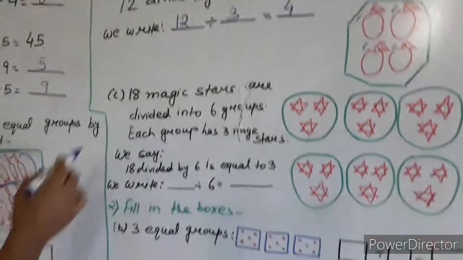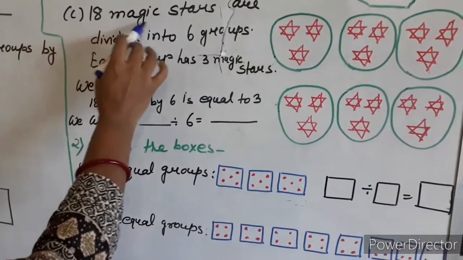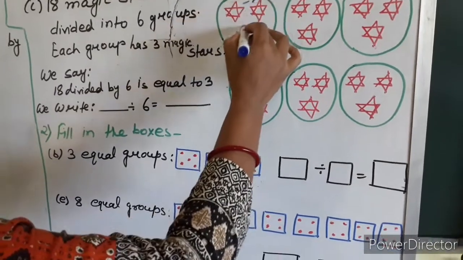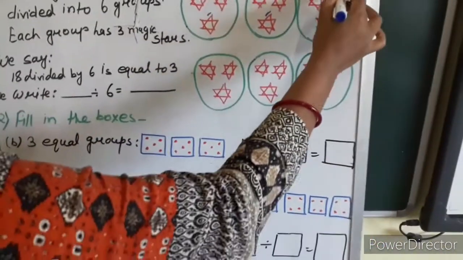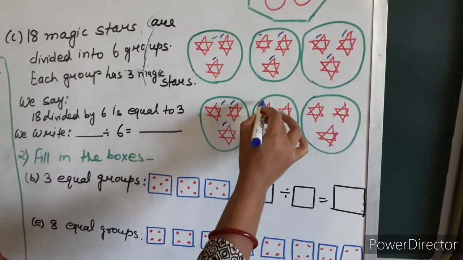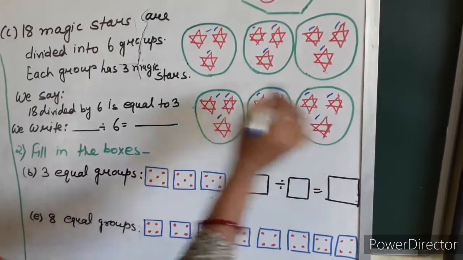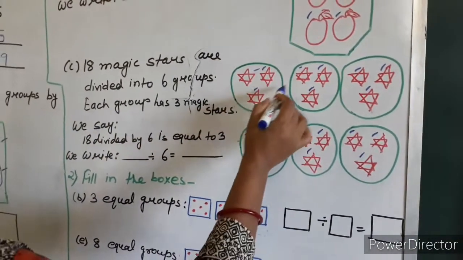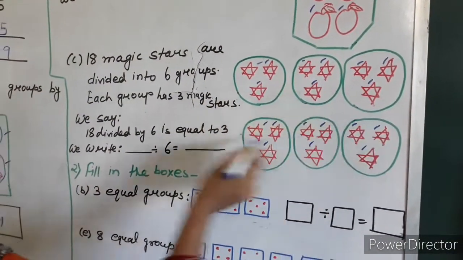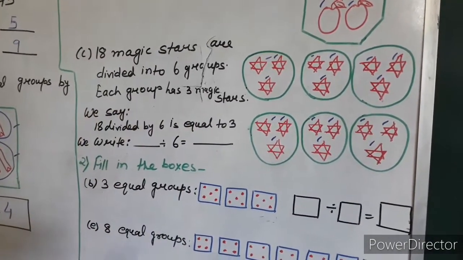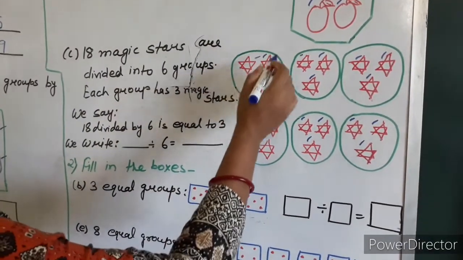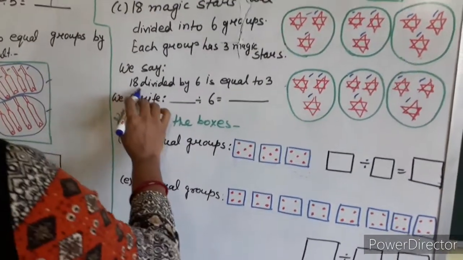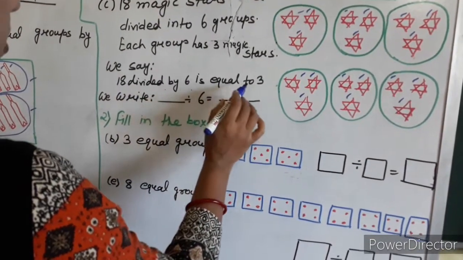Okay. Then number C. 18 magic stars are divided into 6 groups. How many stars are there? 1, 2, 3, 4, 5, 6, 7, 8, 9, 10, 11, 12, 13, 14, 15, 16, 17, 18. 18 magic stars are there and it is divided into 6 groups. 1, 2, 3, 4, 5, 6. Each group has 3 magic stars. In each group how many stars are there? 3. So we can write 18 divided by 6 is equal to 3.